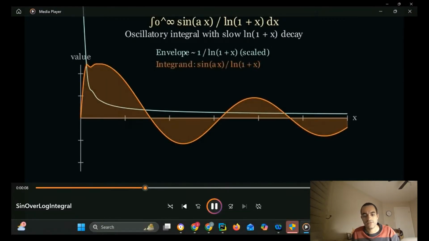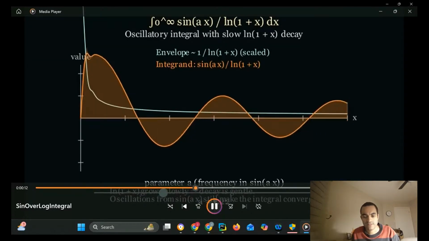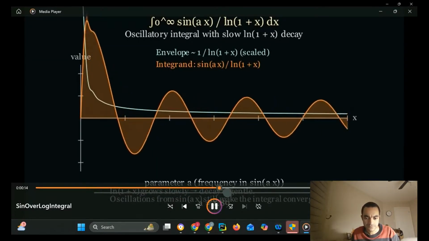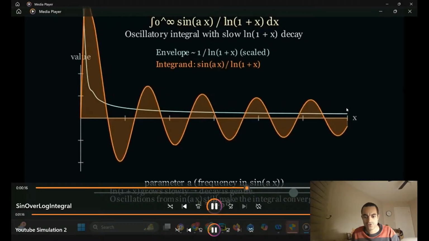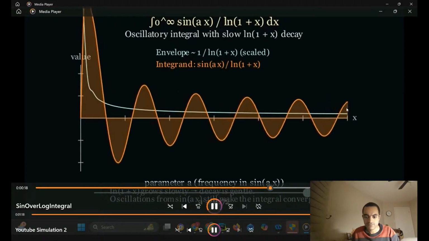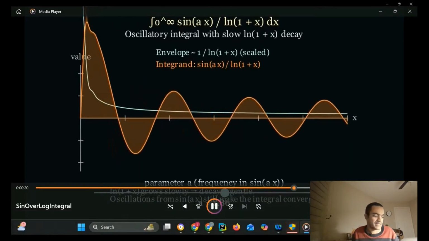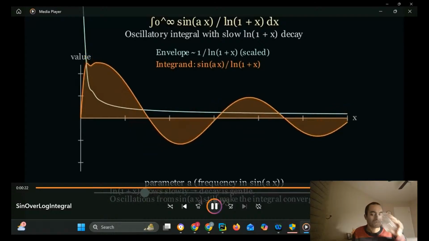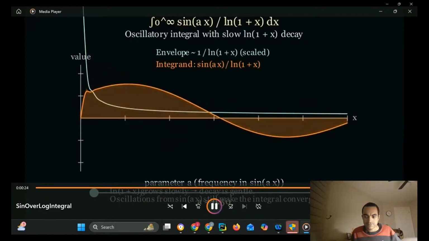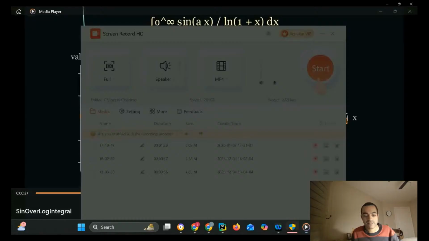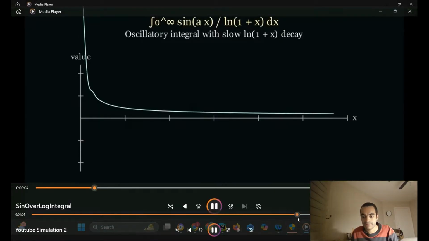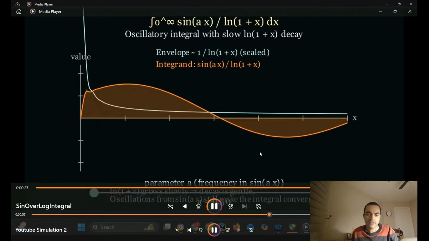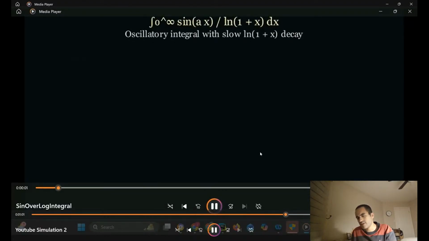If you look at this, with parameter a being the frequency of sine ax, ln of 1 plus x grows slowly in comparison to the decay. And the oscillations from sine ax still make this integral converge. Now, be careful. It says it converges.